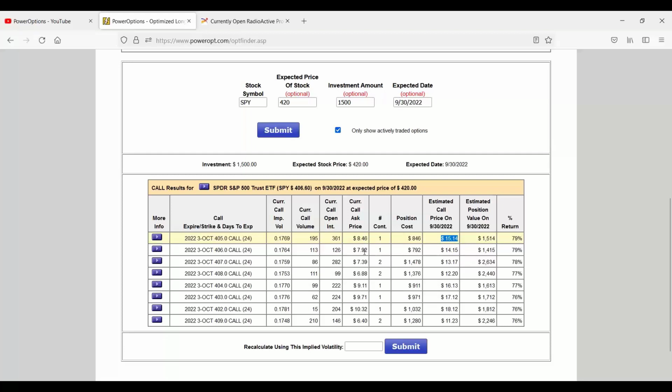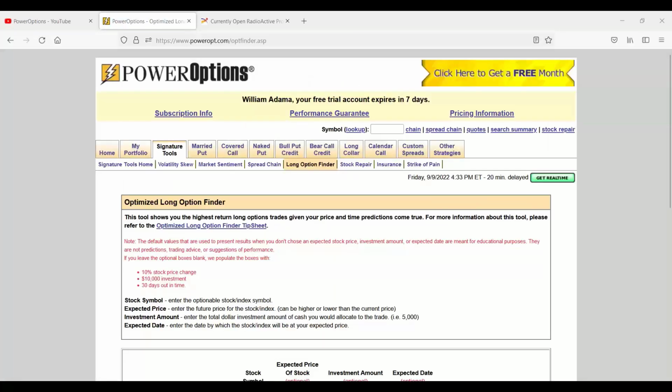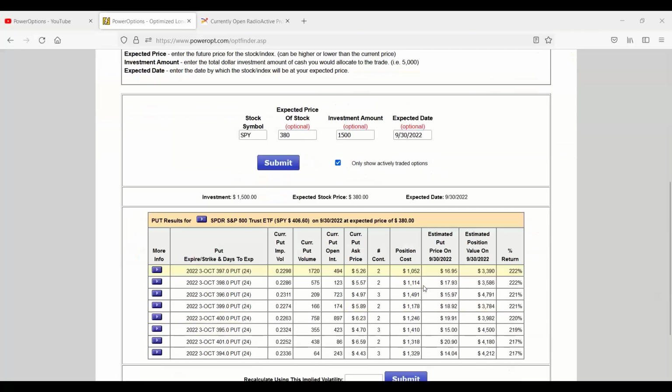Now, this is a very powerful tool. Of course, if I thought SPY would drop down to 380, I could put that in as well, leave the same monetary amount, leave the same target date. If I think the market's going to pull back down to 380, about another 5% drop on the stock position as well, the system is just going to show me which put options would give us the best theoretical return in this case.